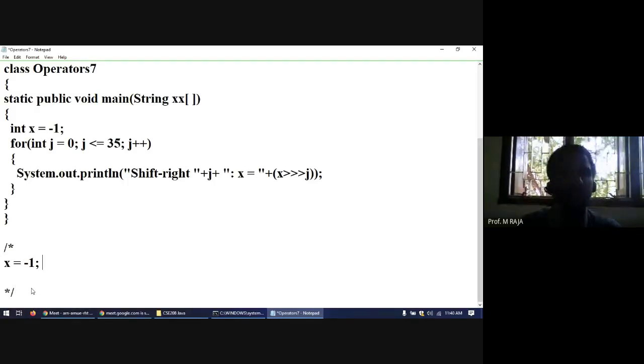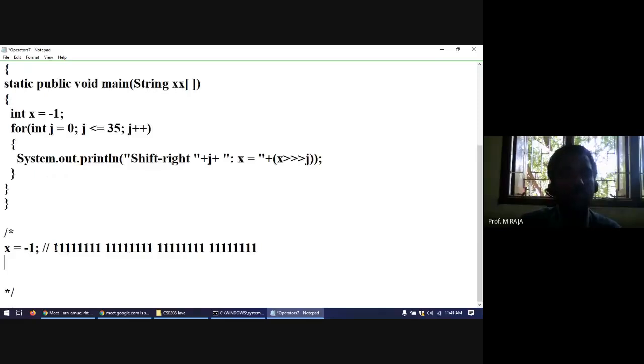The equivalent encoding is all 4 bytes are set to 1. Very simple. All 32 bits are set to 1. Now what are we going to do? We are performing the bitwise right shift operation on the integer operand x is equal to minus 1. So as usual, right shift, that is the value of j. Here let us have the column x triple greater than j. No typecasting because x is the integer operand.